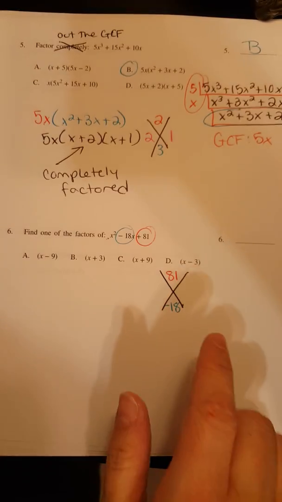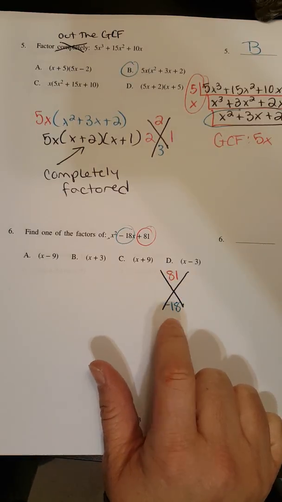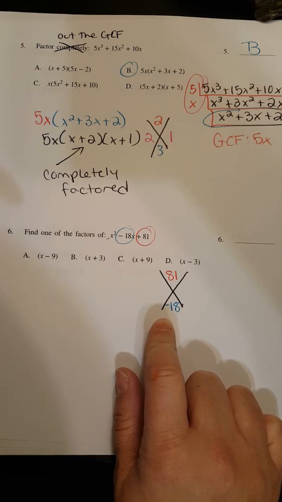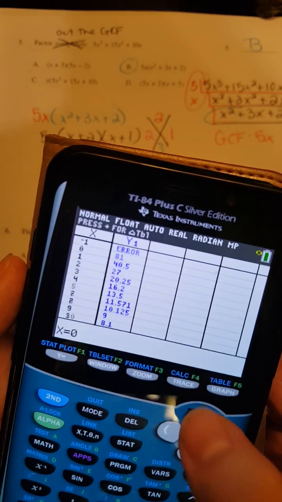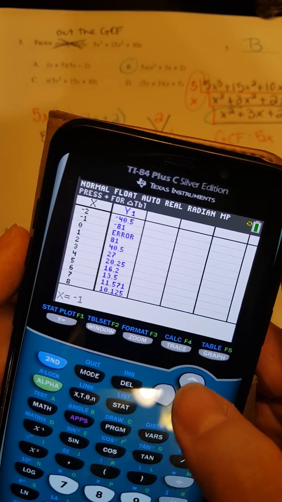Okay, so if I'm looking at this, since they multiply to give a positive but add to give a negative, they're both going to be negative. So I'm looking for two numbers side by side that add to give me negative 18. So I'm going to scroll into the negatives here. Negative 1 plus negative 81, nope, that gives me negative 82.